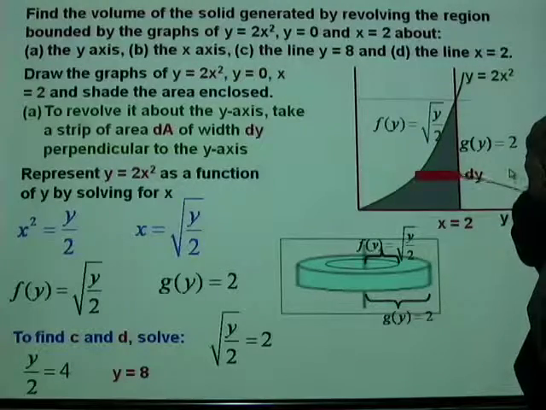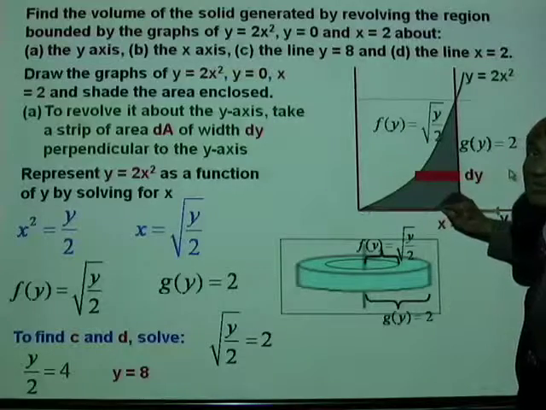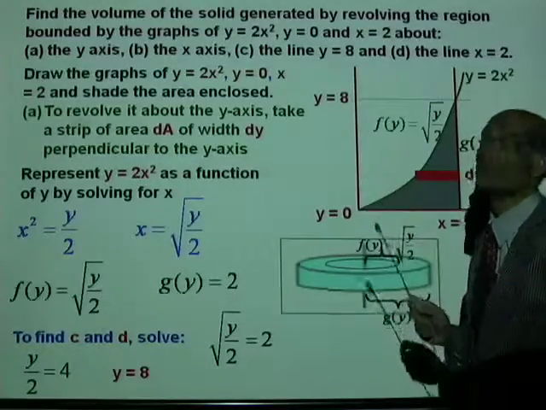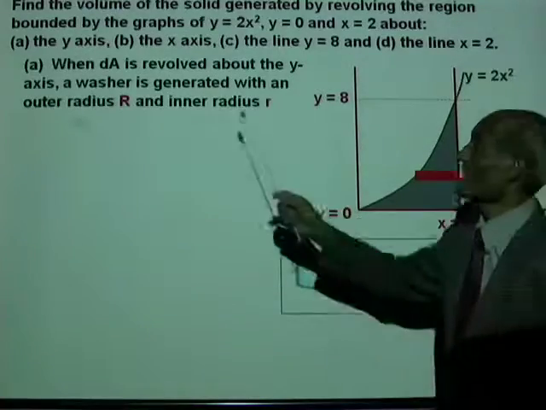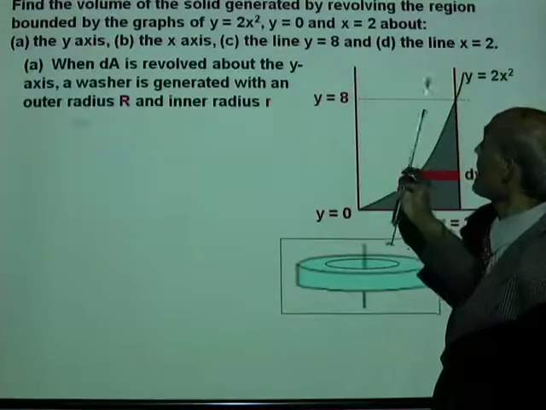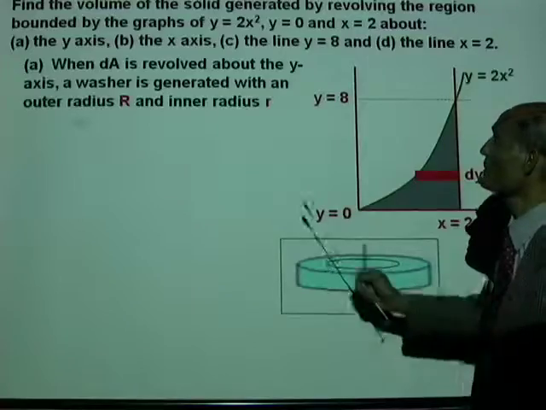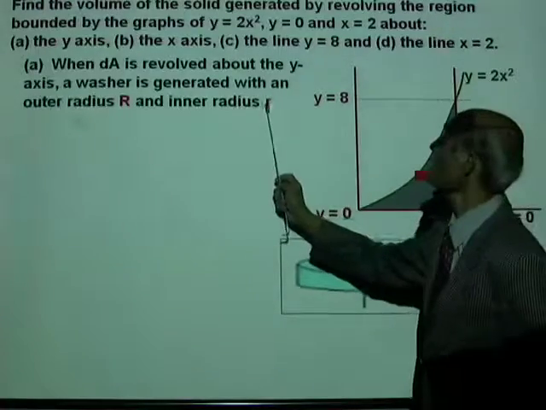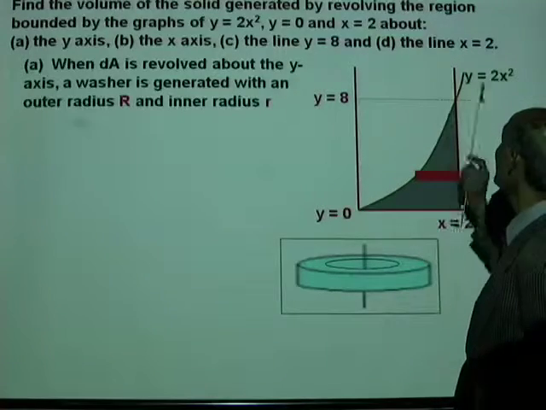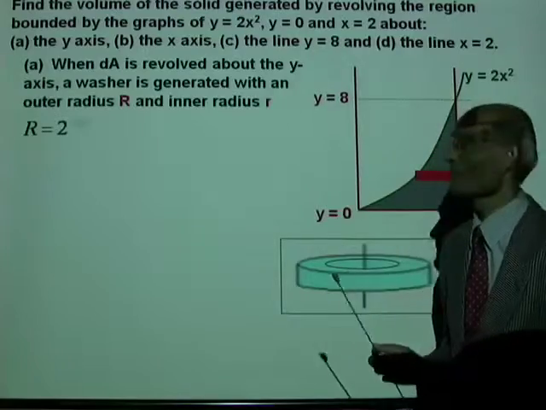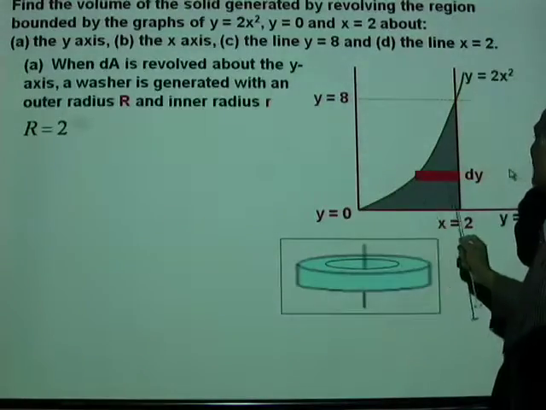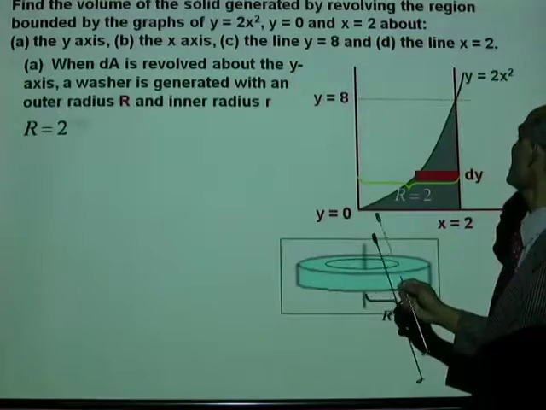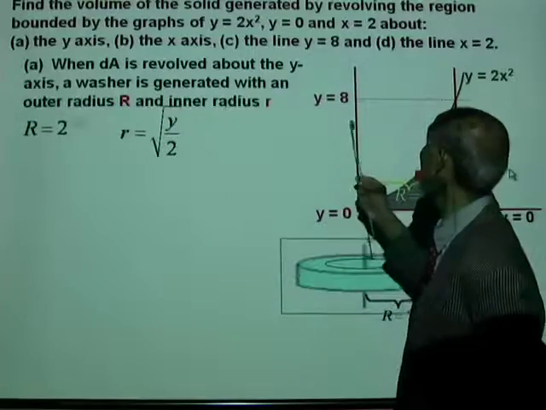That means the position of this element area can change from y equal to 0 all the way to y equal to 8. That's right. So y equal to 0 is the lower limit, y equal to 8 is the upper limit. Now, when dA is revolved about the y-axis, we generate this washer of outer radius big R, which is 2, and the inner radius small r, which is your f of y equal to square root of y over 2. So big R equal to 2 is your outer radius, that distance. And the inner radius is square root of y over 2, this.